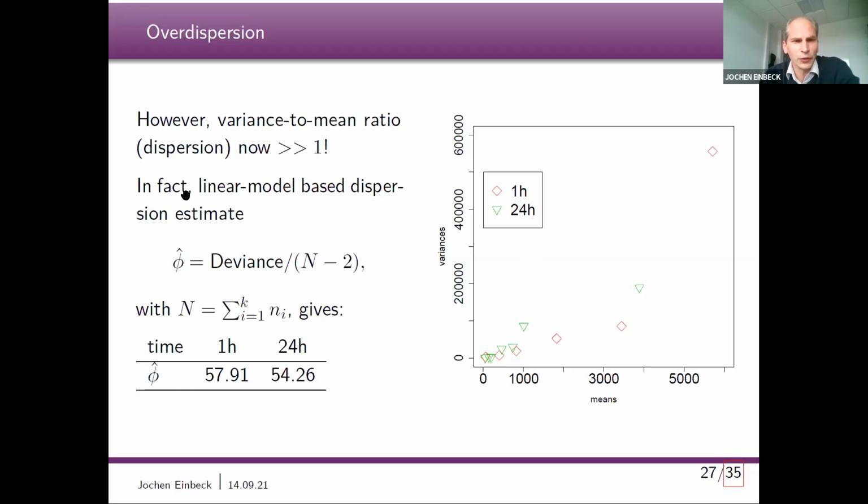And if you fit a linear model and then obtain a model-based dispersion estimate, which in the statistical literature can be obtained by dividing the deviance by the total sample size minus 2, you see this is also somehow around 50. So there is a massive overdispersion in the data set. So you cannot just use Poisson regression.